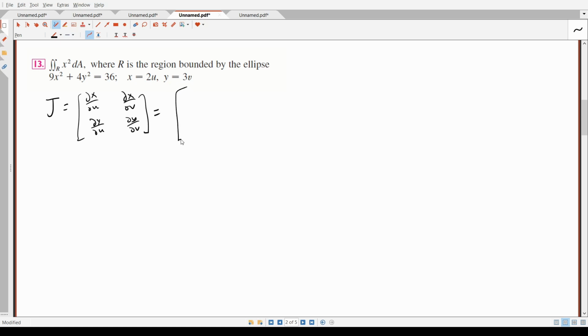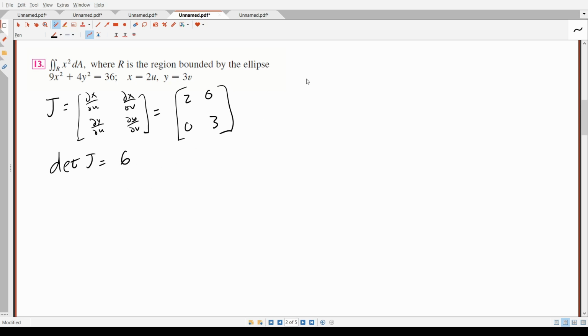Okay, so we fill this in. dx/du is going to be 2. dx/dv is going to be 0. dy/du is 0. And this is going to be 3. So the determinant of this, that's this times this minus this times this. That's going to be 6.